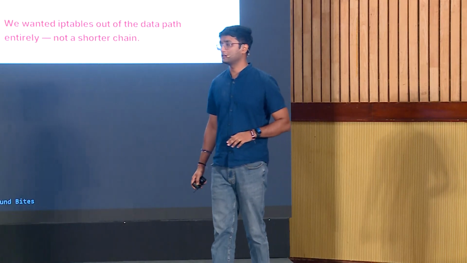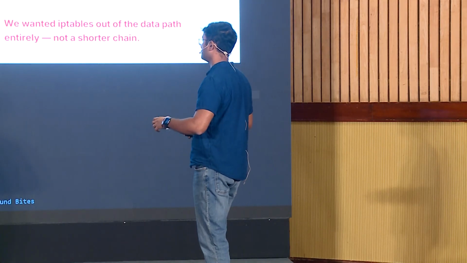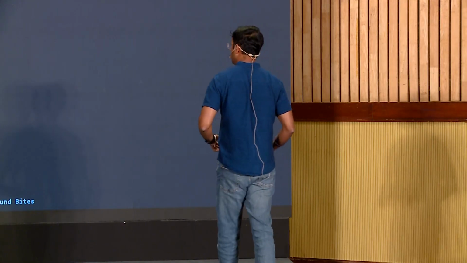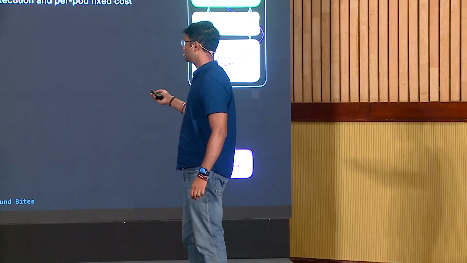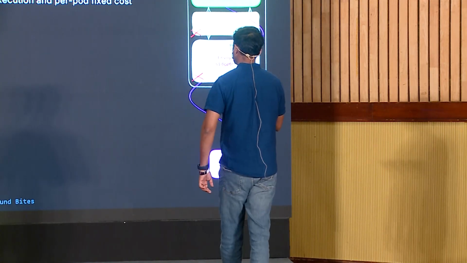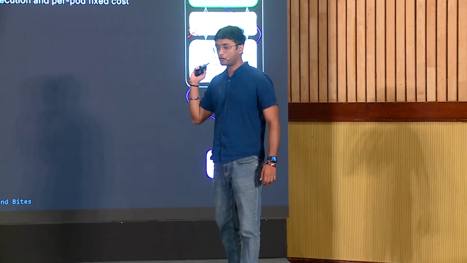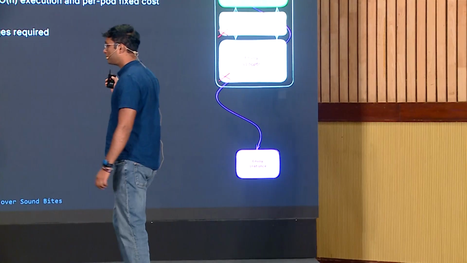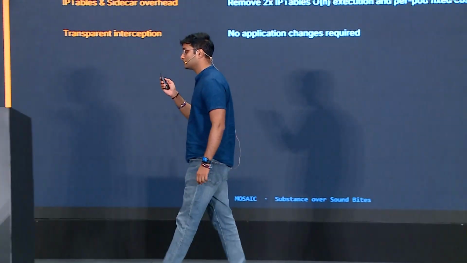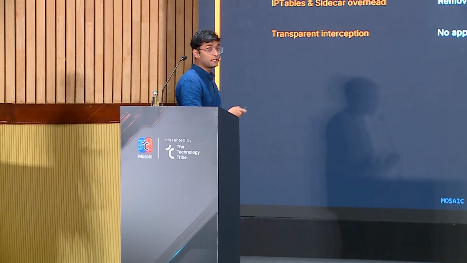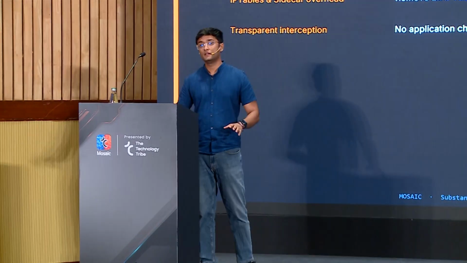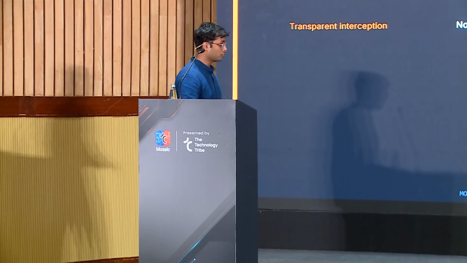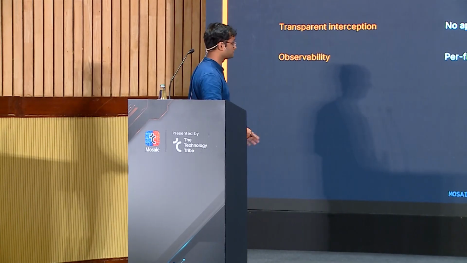Before we started exploring new ideas, let's define the problem statement very clearly. We want to remove the 2x evaluation of IP tables for every single packet in the system, and the fixed per pod cost. We wanted the interception to be transparent, meaning that the client and the server do not see that the proxy is in between. That also technically means that no application changes will be required. Applications can run as they were running before, during the migration and after the migration.